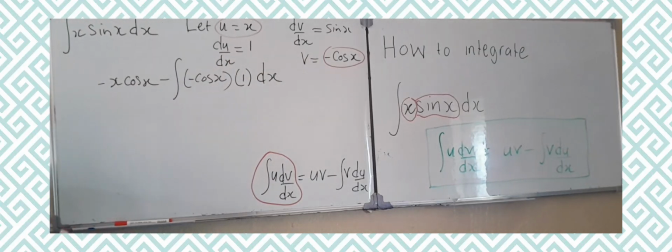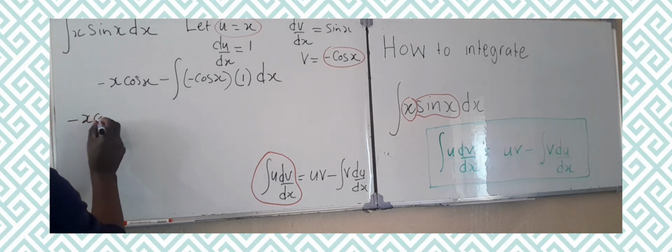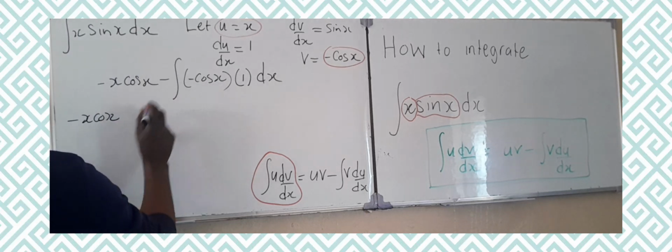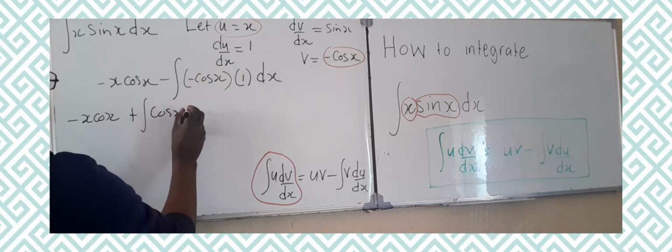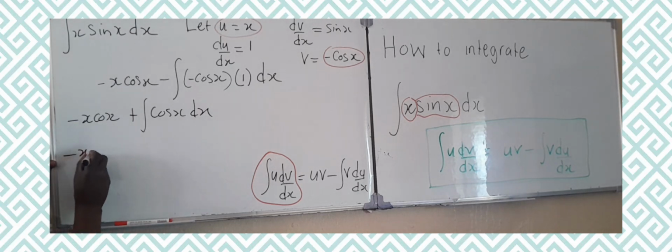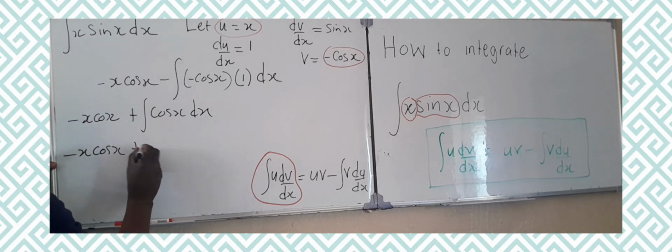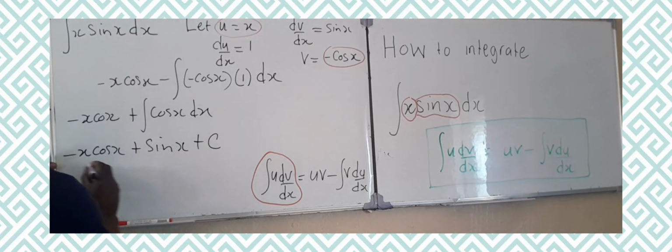So this simplifies to minus x cos of x. This minus and that plus minus becomes a plus, so it becomes the integral of cos of x times 1, of course, is just cos of x dx. And this simplifies to minus x cos of x. What's the integral of that? That gives you a plus sine of x plus, of course, a constant.